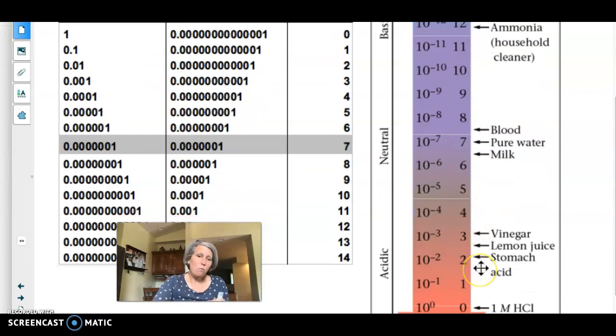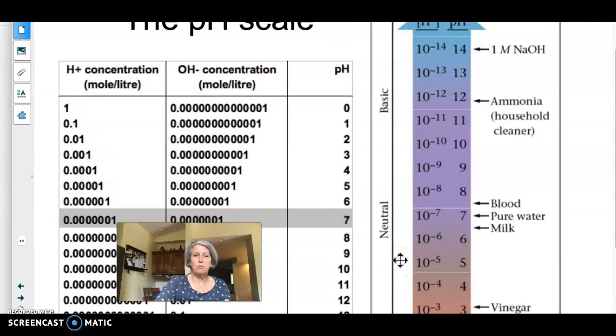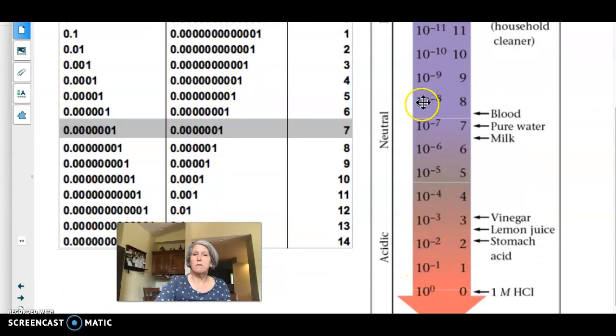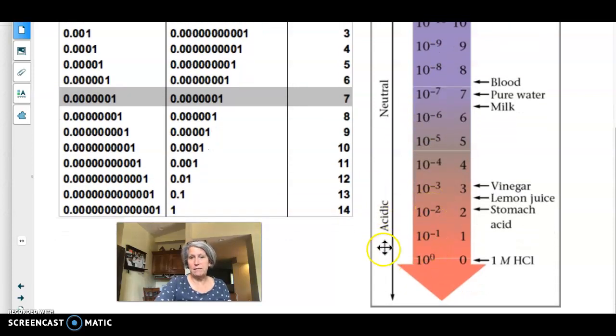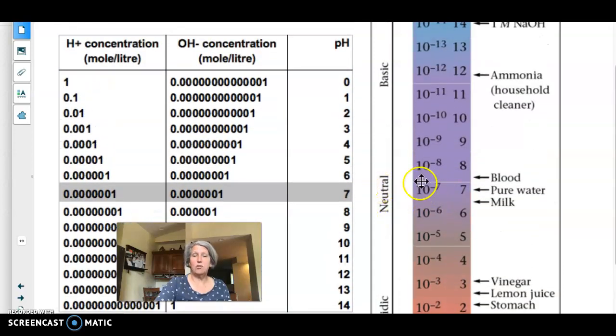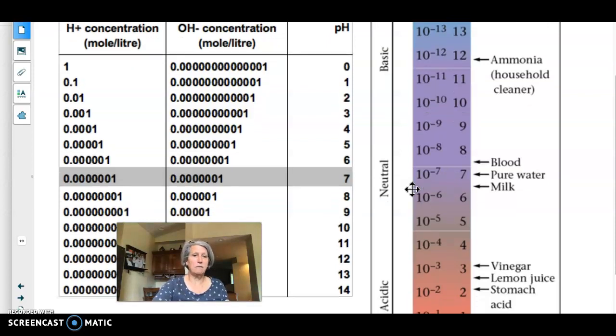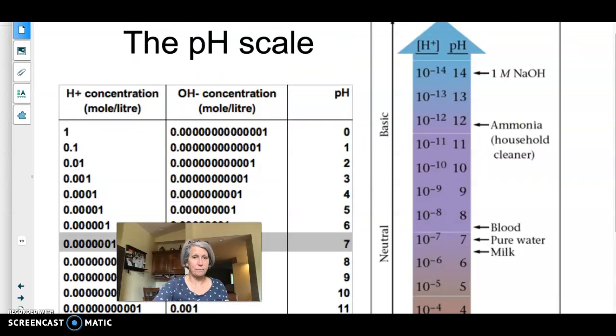And this is what we determine as either being acidic, neutral, or basic. Anything with a pH lower than 7, we would say is acidic. And anything with a pH greater than 7, we say is basic. And when your pH is exactly 7, that's when we say that the solution is neutral.